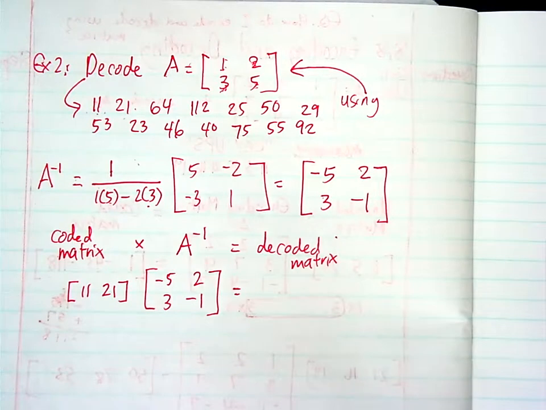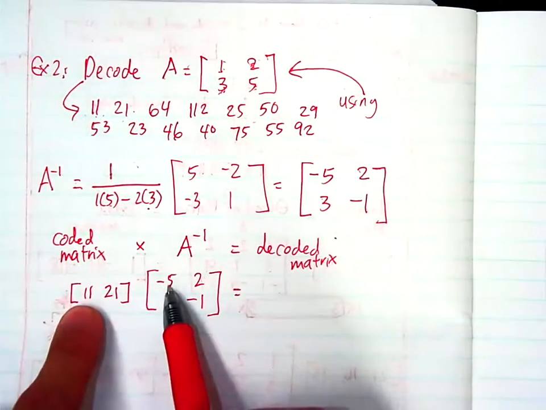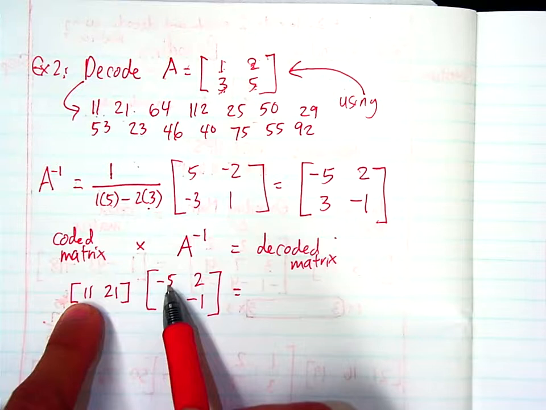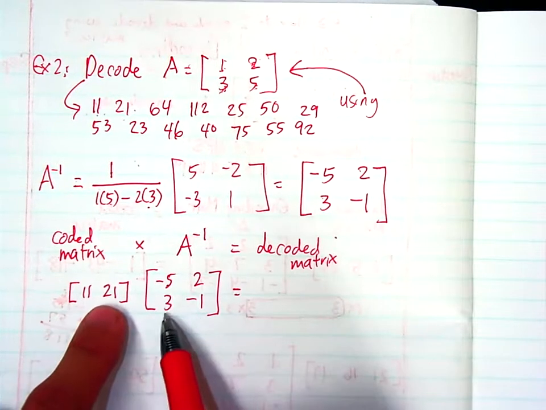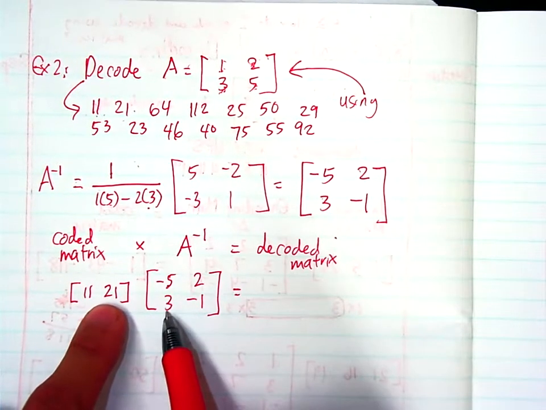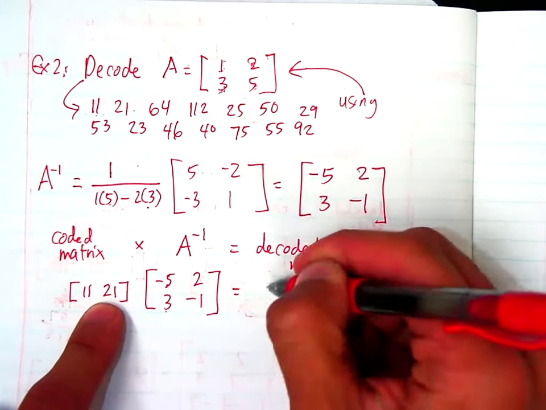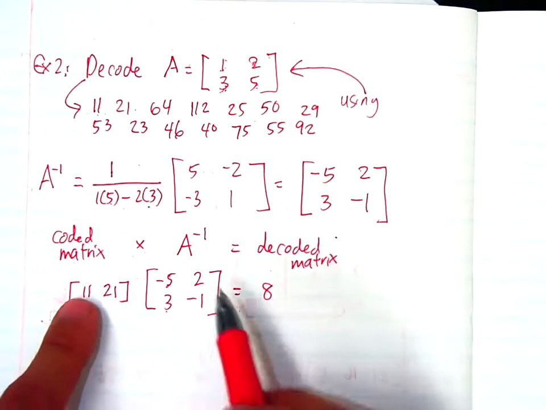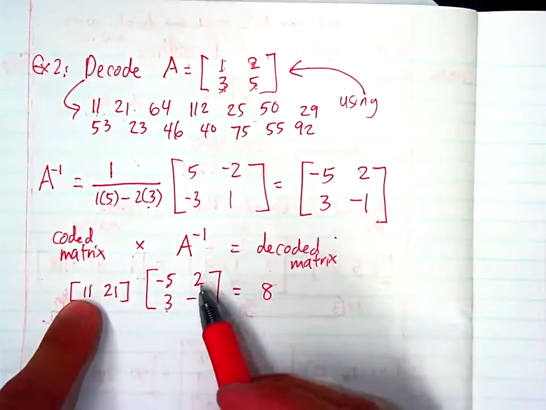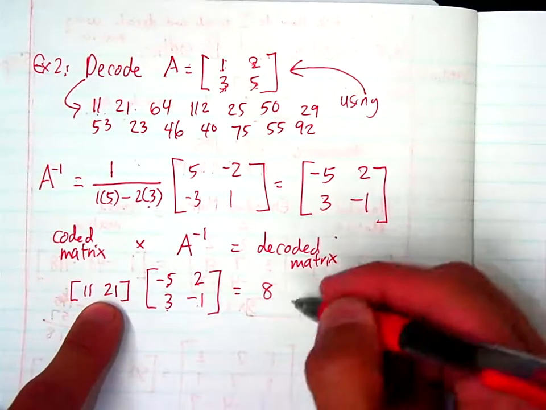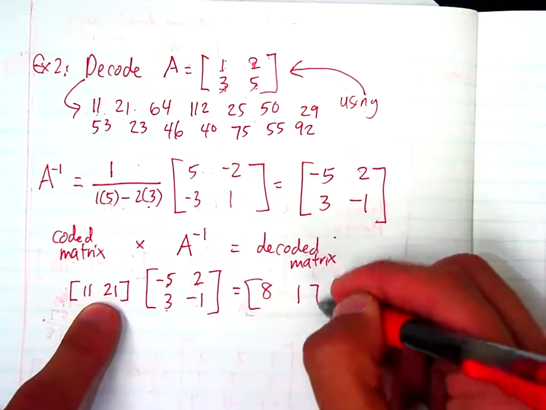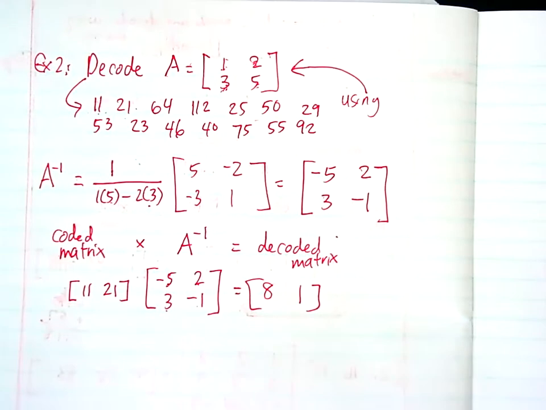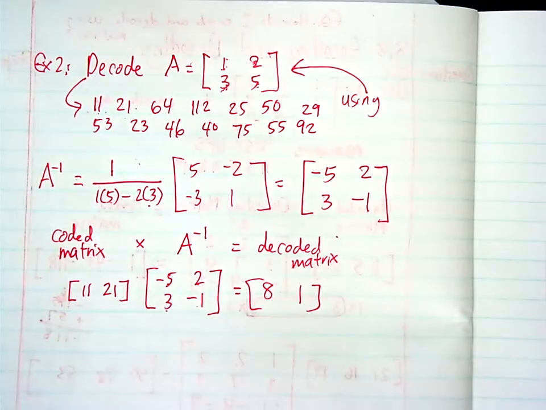All right, so if I multiply it, this will be -55 plus 63, so that will give me 8. If I multiply this, it will be 22 plus -21, which is 1. So this will be my decoded matrix. And then essentially, I'm going to do that to every number. Once I do that to every number, it will give me a code.